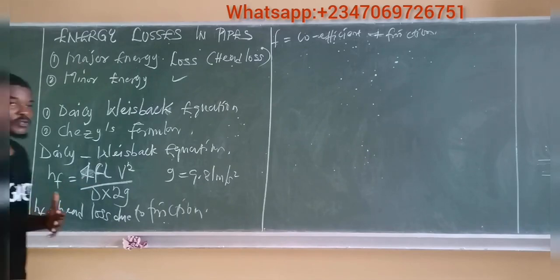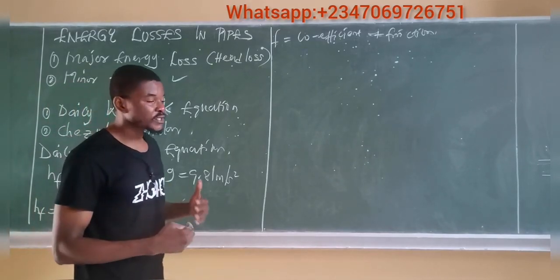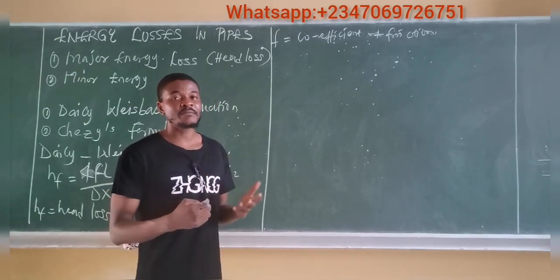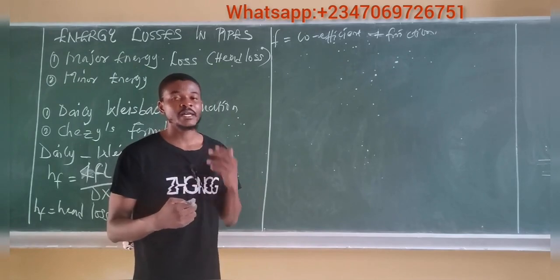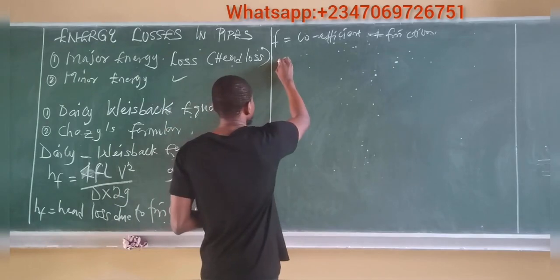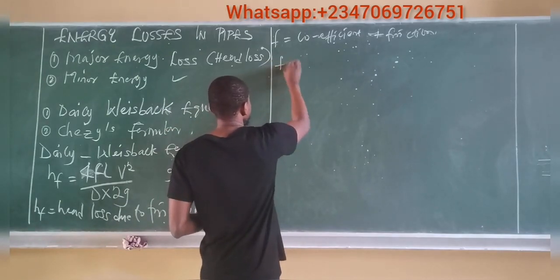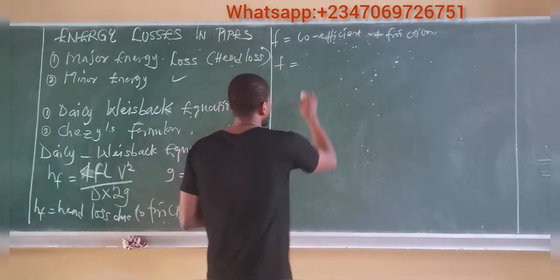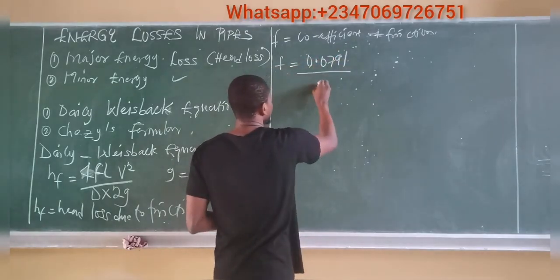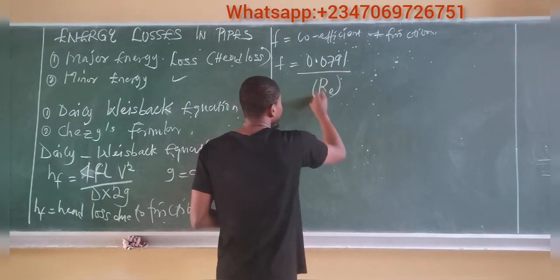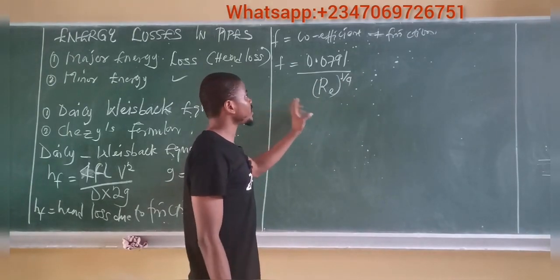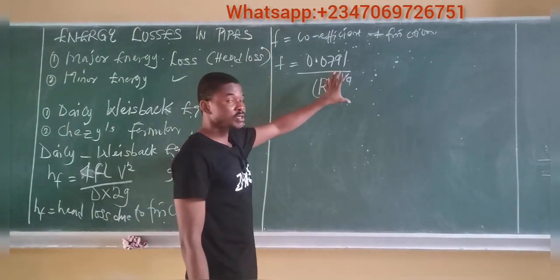Now, there are two major ways of calculating the coefficient of friction if it is not given to you. If you want to employ the Darcy-Weisbach equation without being given the coefficient of friction, the first way is that f can be determined using the formula 0.0791 over Reynolds number to the power of 1/4 for turbulent flow. When the flow is turbulent, you can find the coefficient of friction using this formula.